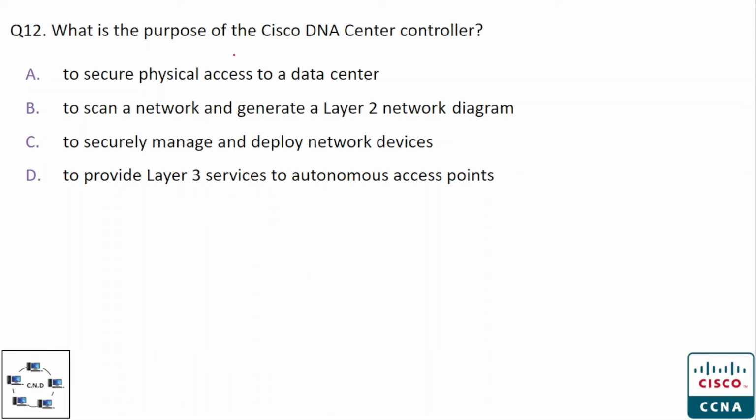Question number 12, what is the purpose of the Cisco DNA Center controller? And the options are option A, to secure physical access to a data center. Option B, to scan a network and generate a layer 2 network diagram. Option C, to securely manage and deploy network devices. And option D, to provide layer 3 services to autonomous access points.